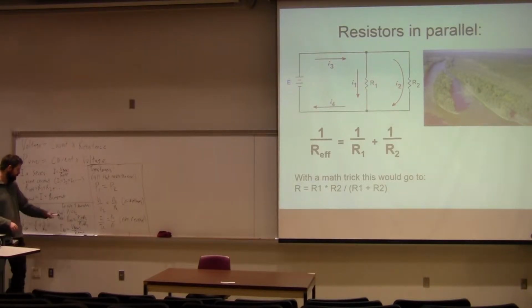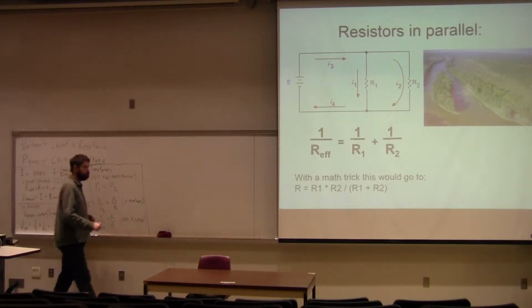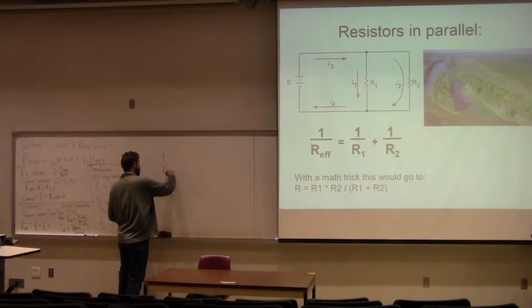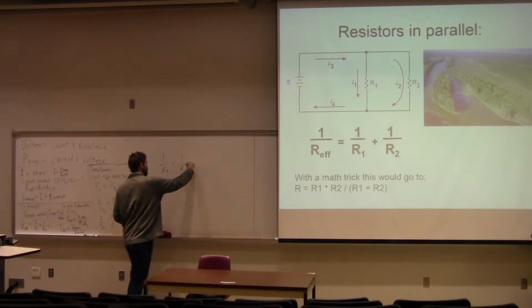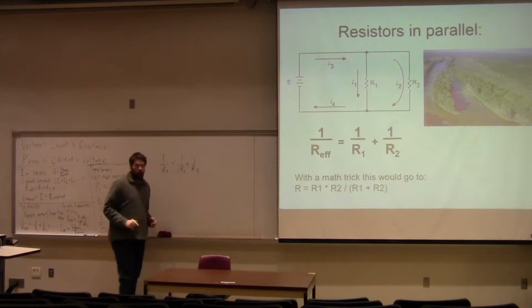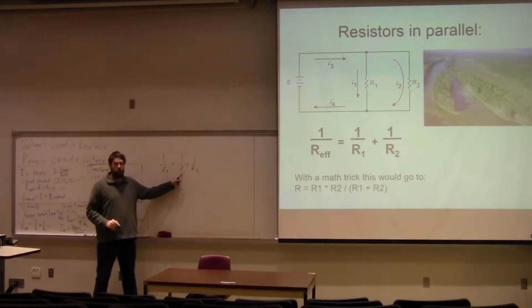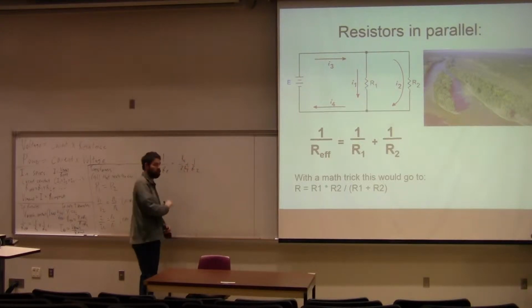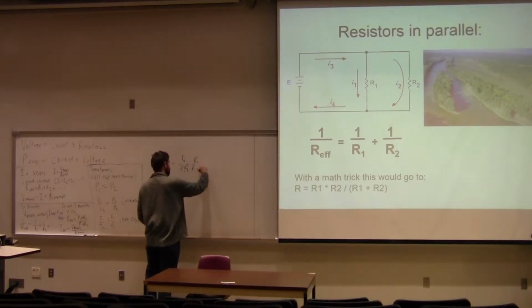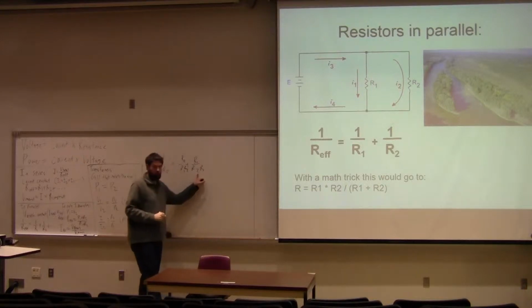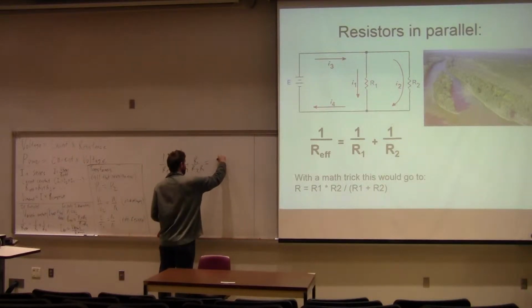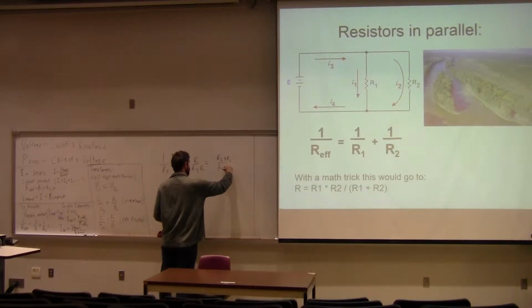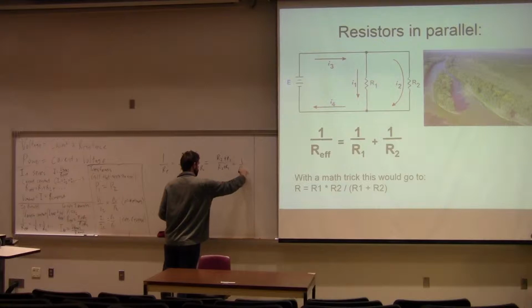Also, there is a math trick. If you only have 2 resistances, I'll show you the math. If you get the denominator the same, you can add them together. So I'm going to multiply this by R2 over R2, so it stays the same. And this one R1 over R1. So I have R1 R2, R1 R2. So this equals R2 plus R1 over R2 times R1 equals 1 over R effective.